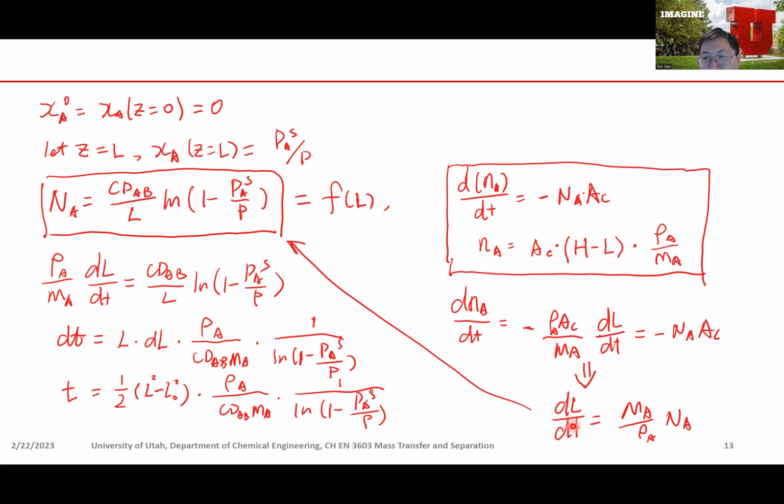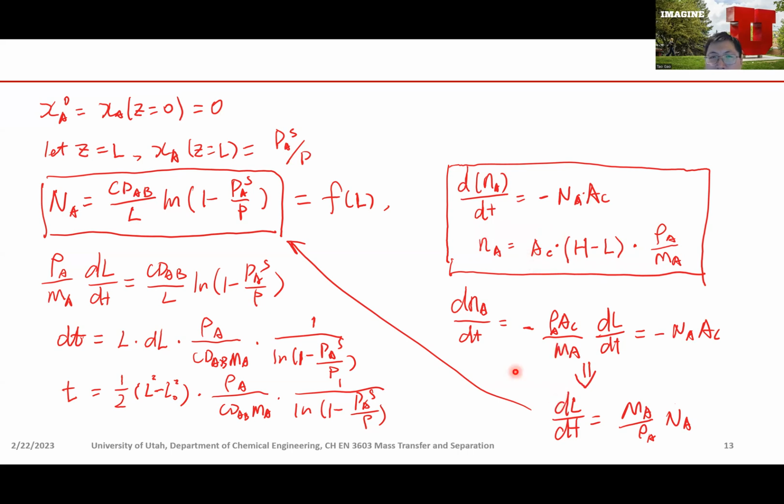We have dL over dt to be this equation, dependent on NA, right? So solving this ordinary differential equation for NA is equivalent to solving this ordinary differential equation about L, right? Because NA and L are simply related by this algebraic equation.